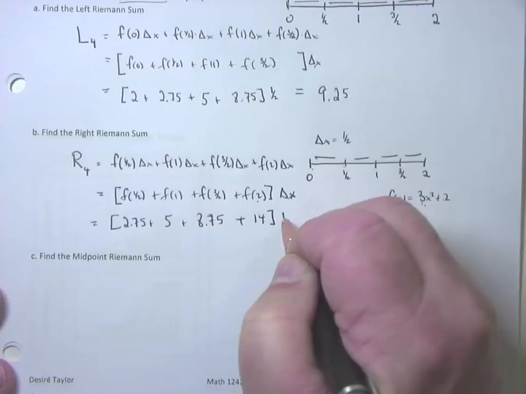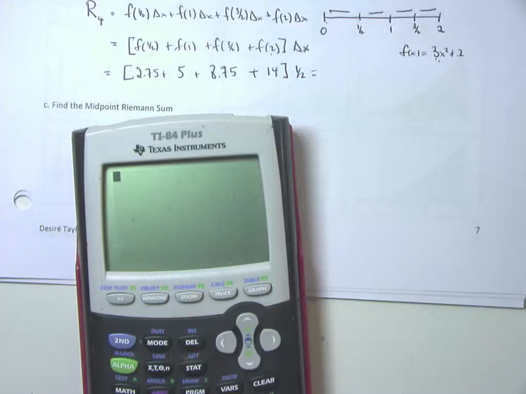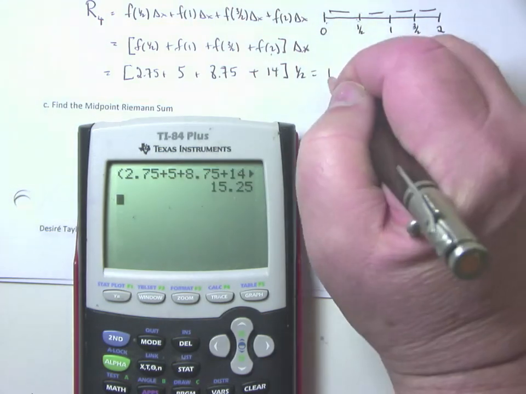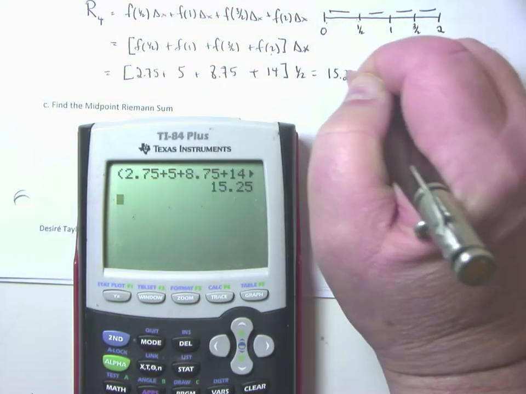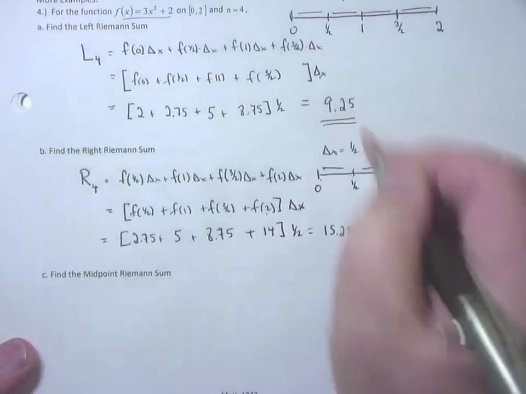Your delta x is 1/2. So I'm going to put this on the calculator and add them up. This will be parentheses 2.75 plus 5 plus 8.75 plus 14, all that times 1/2, and that gives you 15.25. Now, just a little subtle side note here.